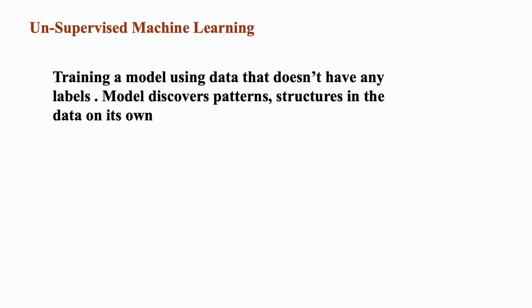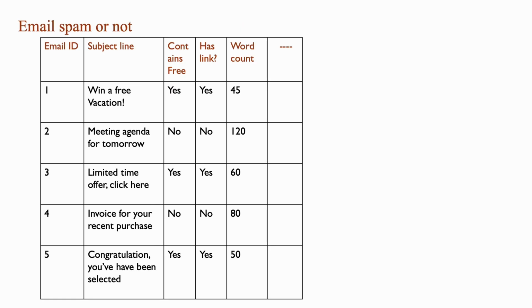In unsupervised learning, the algorithm is given input data, but there are no labels. Algorithms discover patterns, groupings, or structures in the data all on their own. The example for this is email spam or not spam. That's the best example for unsupervised learning. There is a subject line, win a free vacation, meeting agenda. All those are the subject line.